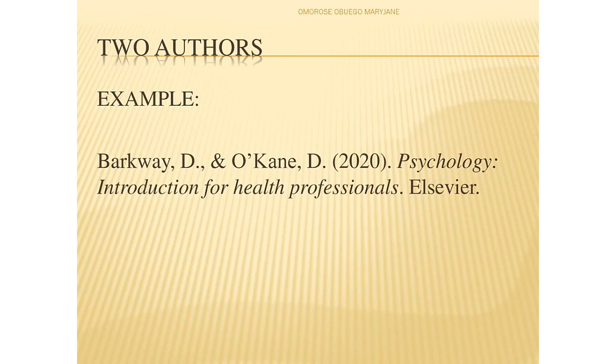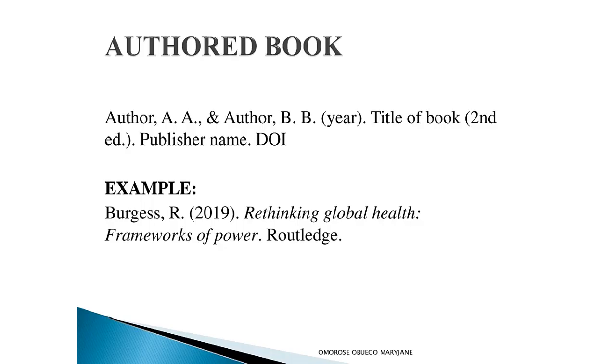The next thing is the title of the book. If the edition is given, open the brackets immediately after the title of the book and put the edition, then the publisher's name and DOI if given. So look at the example that we have here. Burgess R 2019 Rethinking Global Health: Frameworks of Power, Routledge. So this is an example of how to cite a book.